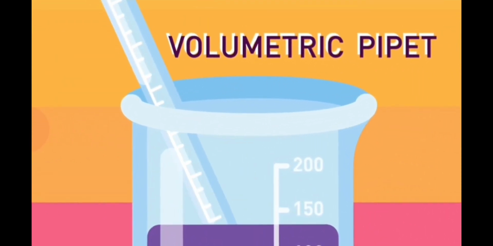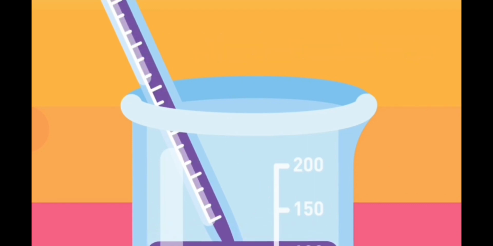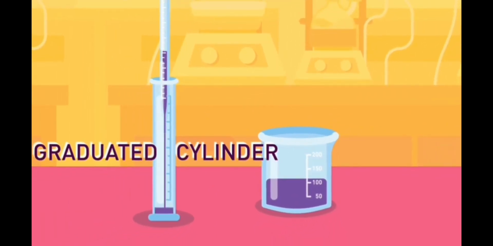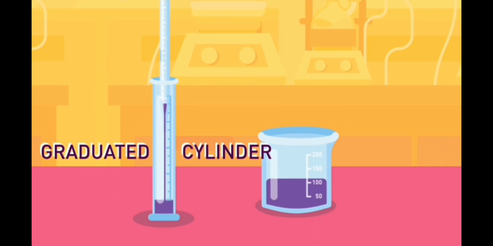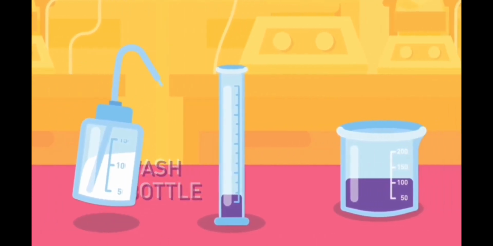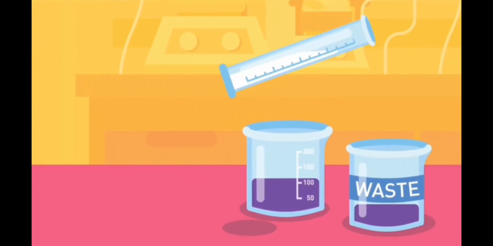Volumetric pipette. This comprises a graduated glass tube that is used to measure an exact volume of liquid. Be sure to use pipetting aids for precision mixing. Graduated cylinder, used to measure a precise volume of a liquid. Wash bottle, used to rinse pieces of glassware and to add small quantities of water.